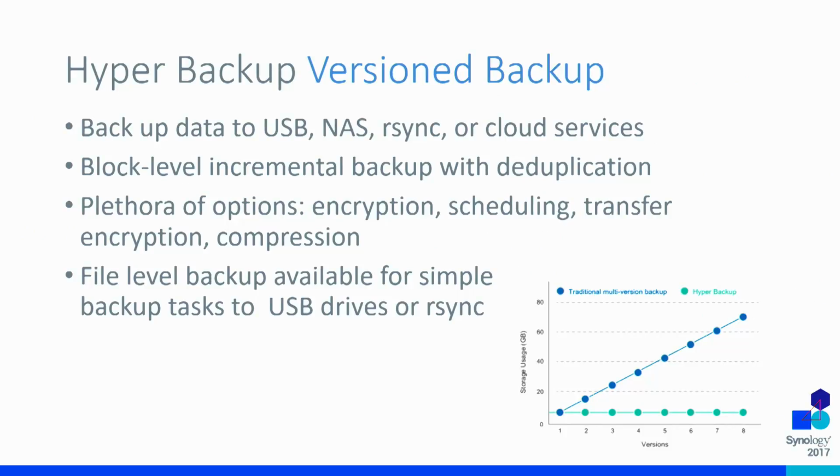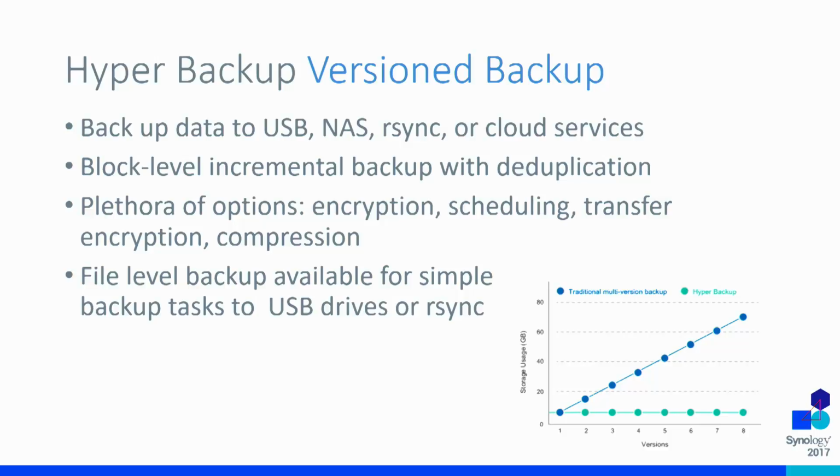Hyper Backup was introduced in DSM 6. This allows for version backup. When I was talking about historical file versions with CloudStation, it's the same concept here. You can have up to 65,000 versions of your files. You could back up to USB drives, other Synology NAS products, rsync servers, or even to cloud services. This does a block-level incremental backup with file-level deduplication. There are a ton of options available for this. Of course, you could schedule your backups if you want to run them daily, weekly, etc. You could do all that.